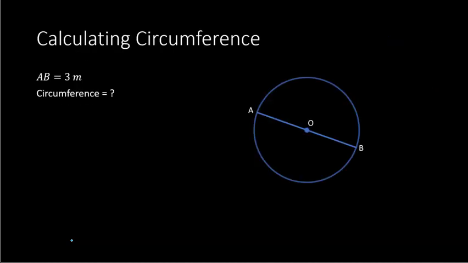So here's our first example of calculating the circumference. In this example, you're told that the segment AB is 3 meters, and we're trying to find the circumference. Now again, we can use our circumference formula. Circumference equals pi times diameter. Now diameter is all the way across the circle, so the distance from A to B, which is given to us directly to be 3 meters.